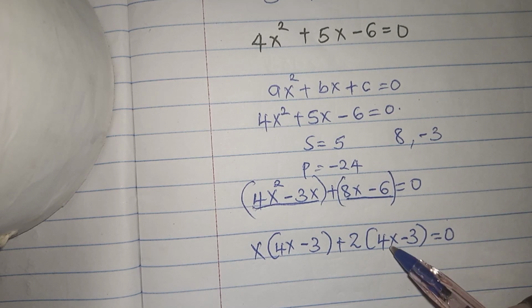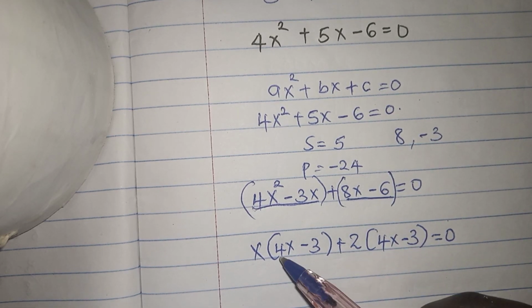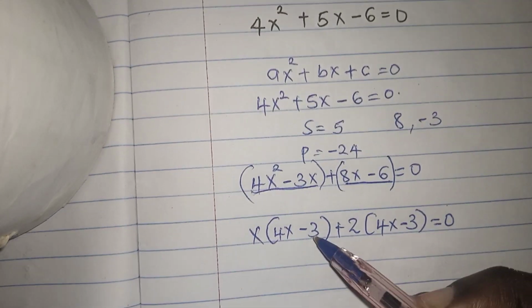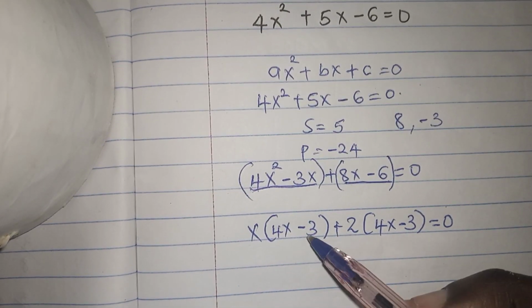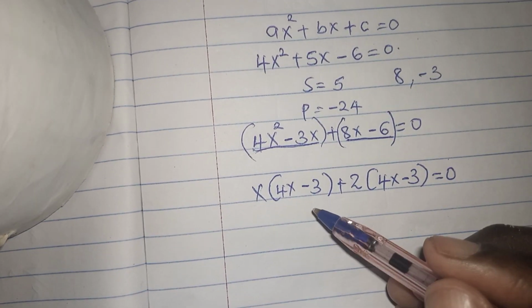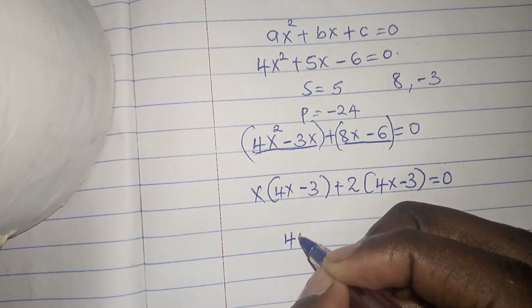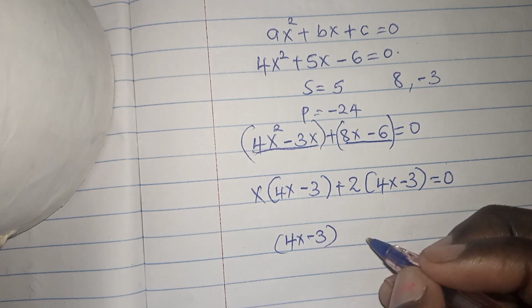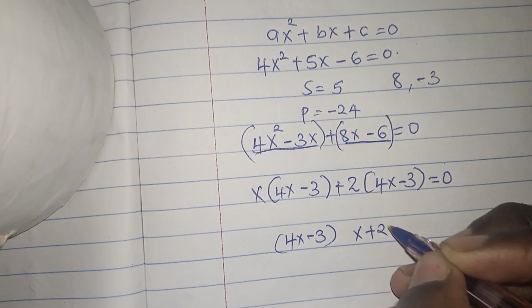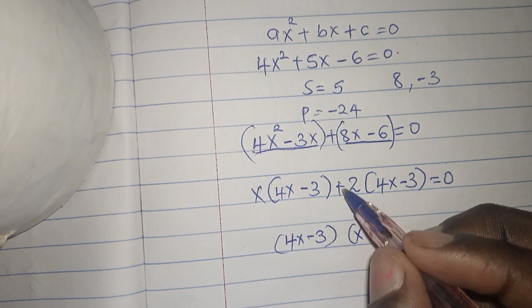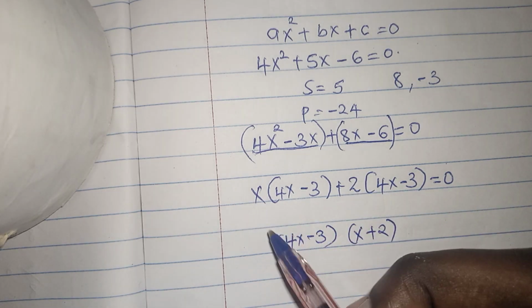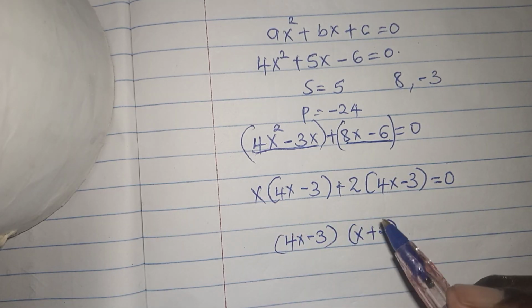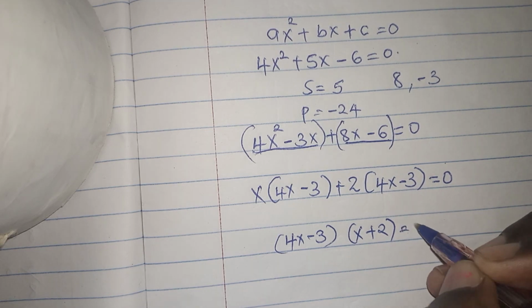So we can see 4x minus 3 is the same as 4x minus 3. So this is my common factor. I will factor it out in my next step. So it will be 4x minus 3 in brackets. The remaining one is x plus 2. These are the ones that are outside the bracket. I have factored them out. So it is equal to 0.